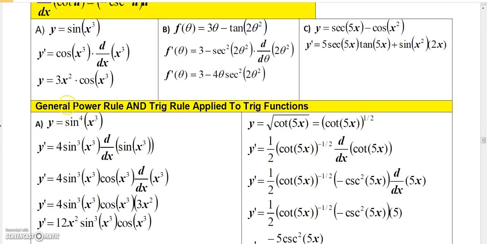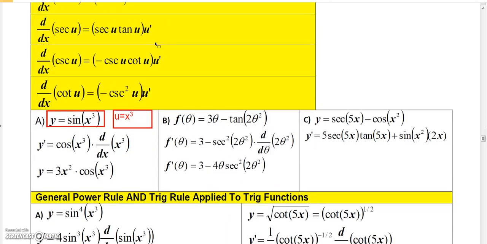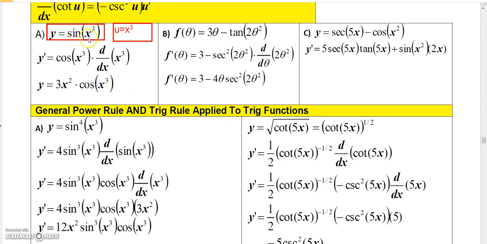So in this example, we have sine of x cubed. Now what you need to understand here is how this relates to the rules that I just gave you. So this can be thought of as y equals sine of u, where u is x cubed. And then if you go back and look at the rule for that, the derivative of sine u is cosine u times u prime. So we would just copy down this, but with cosine. So we'd have cosine of x cubed, and then we would multiply by the derivative of u.